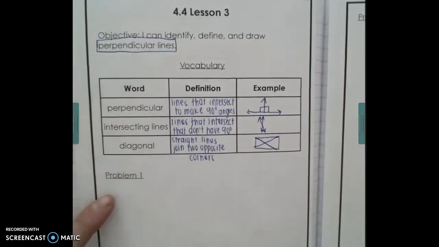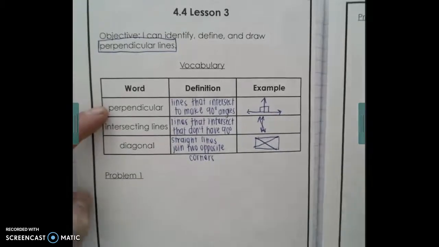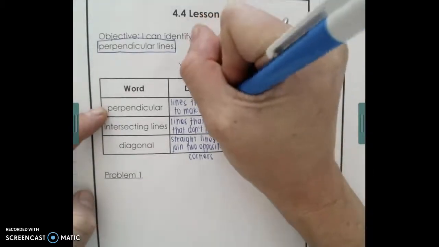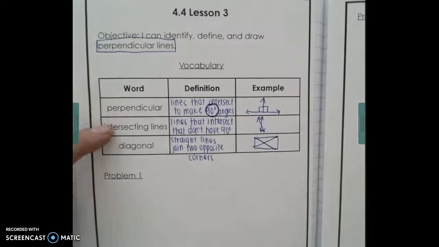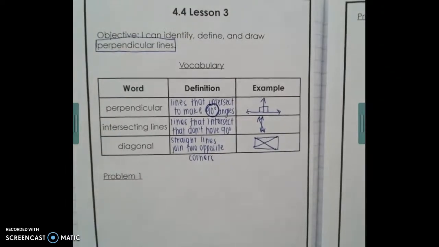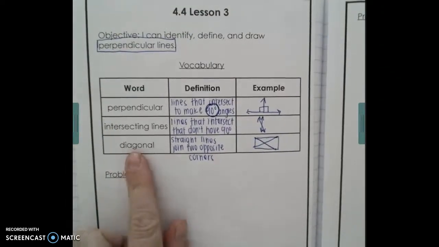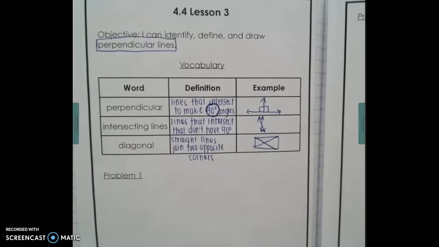Okay, so these are the words we're going to be using today. Perpendicular, biggest thing, 90-degree angles when we're doing perpendicular. Everything else are going to be intersecting lines. They're just going to make angles that are not 90 degrees. And then we're going to be looking at some diagonal lines going across some shapes. So let's draw some perpendicular lines for problem number 1.